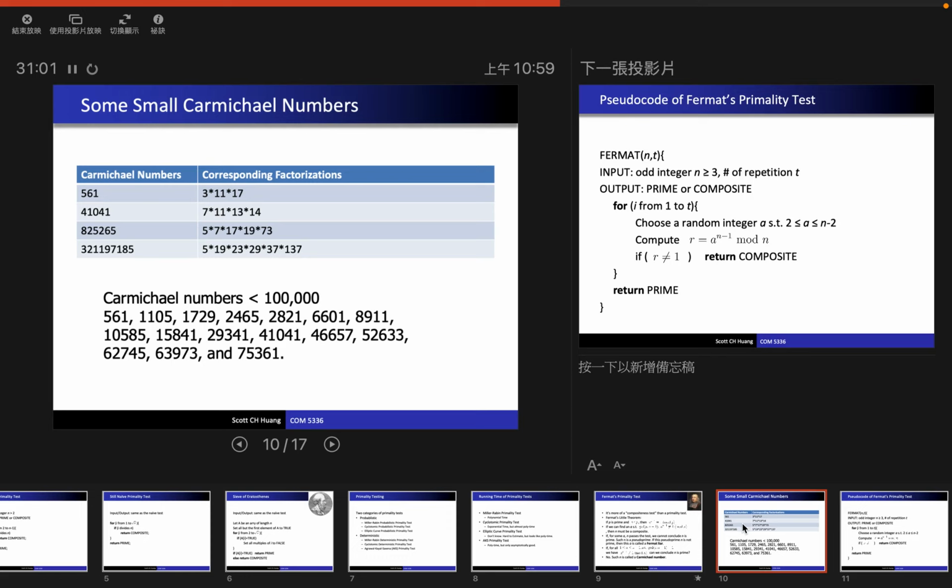In other words, the existence of Carmichael numbers pretty much rendered the Fermat primality test junk. It's useless. So that is why.